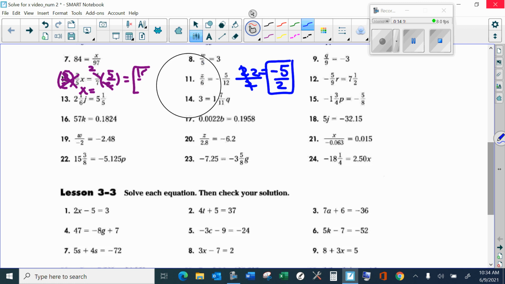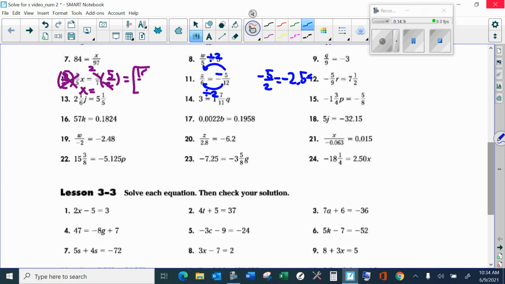Now, just so you know, I could have actually gone the other way. I could have said, okay, how do I get from 12 to 6? I divide by 2. So I must divide by 2 here. So it's -5 divided by 2, -5 halves, or -2.5, and that equals the z. So in one direction I did multiplication, so the other one I did division. Okay, so just so you know, that's another way.